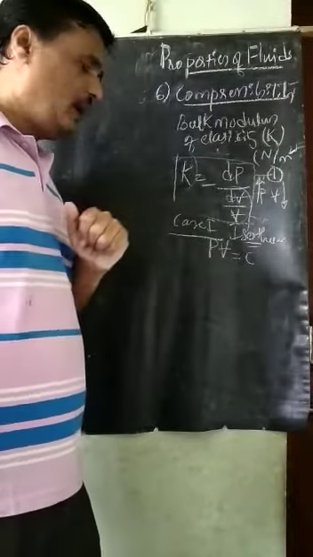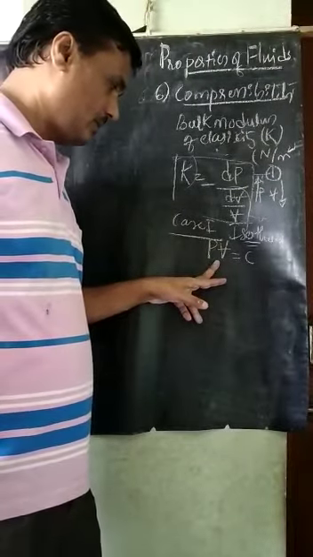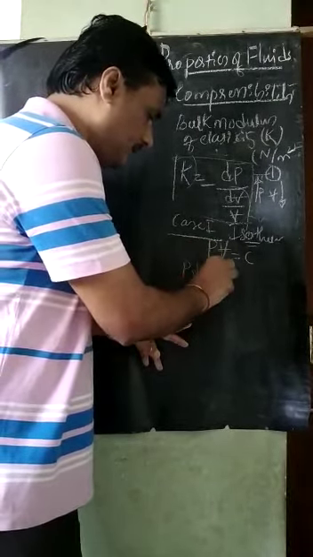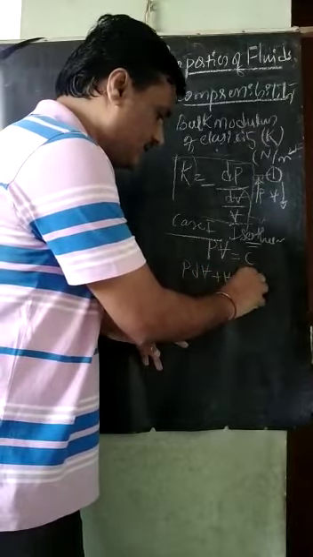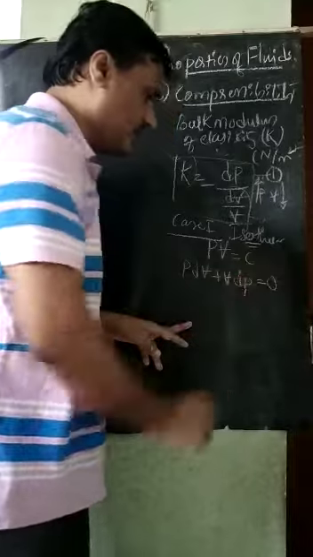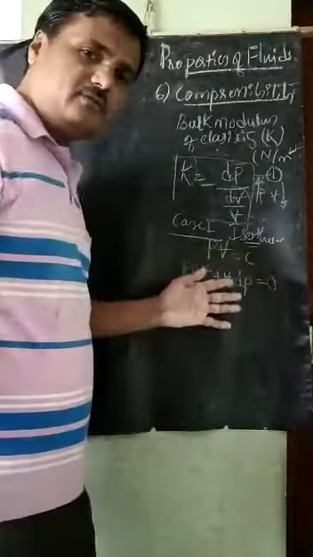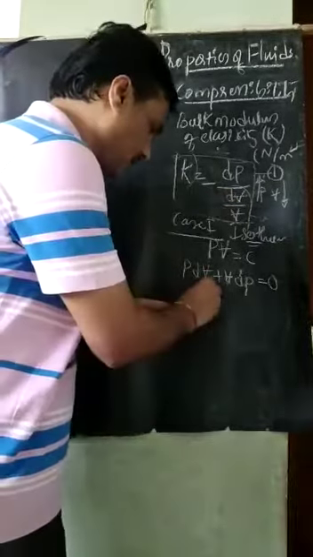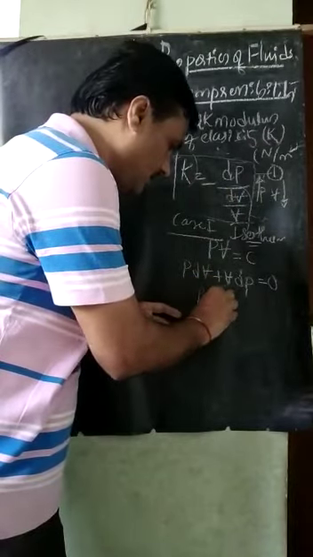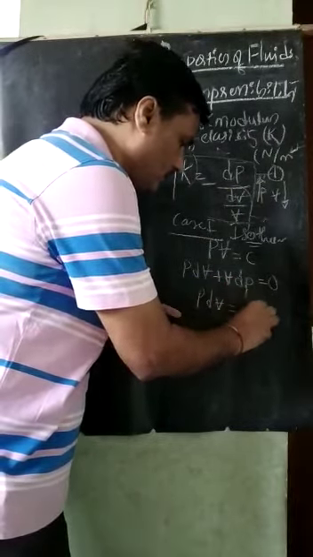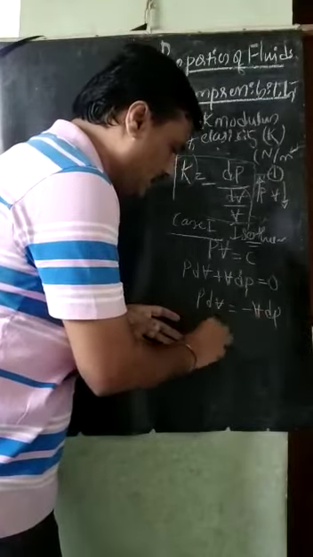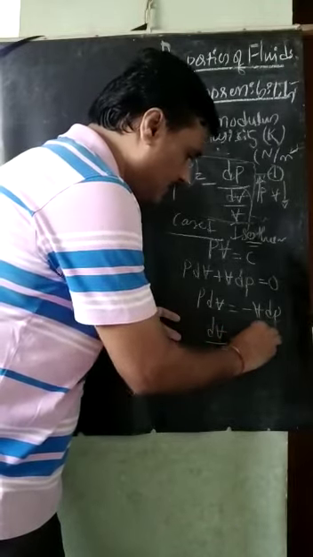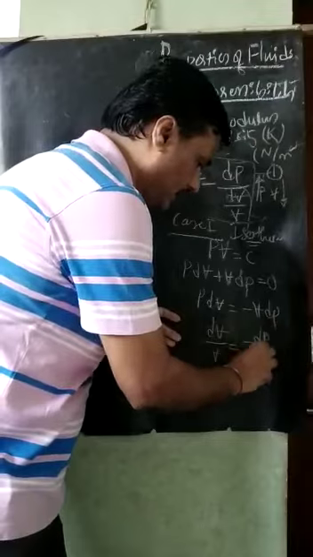Next I will differentiate this equation for the isothermal process. Using the chain rule, I will take P into dV, plus V I will keep constant and differentiate P. Differentiation of a constant is 0. Now I will rearrange this term. I need a term of dV divided by V. This is P into dV; if I take this term to that side, minus V into dP. Again I will rearrange: V I will take to this side, so dV divided by V is equal to minus dP divided by P.